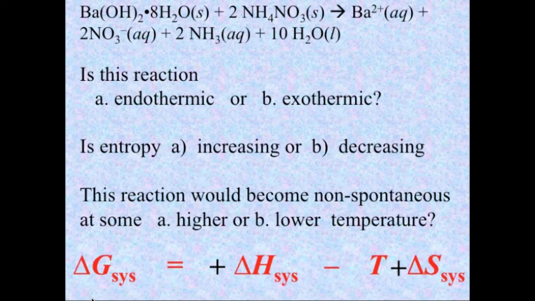For a reaction to be spontaneous, delta G has to be negative. And the negative part of this equation is the part with the absolute temperature times the change in entropy. So if the temperature is high enough, this whole term is going to be negative, and if it is greater in magnitude than the positive enthalpy, then delta G will be negative. Therefore, if the temperature is lower than that threshold, the magnitude of this part of the equation will be less than the positive enthalpy, and delta G will be positive and non-spontaneous. So this is going to be non-spontaneous at a lower temperature.